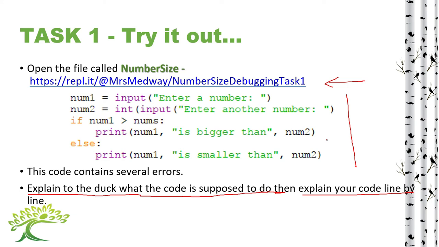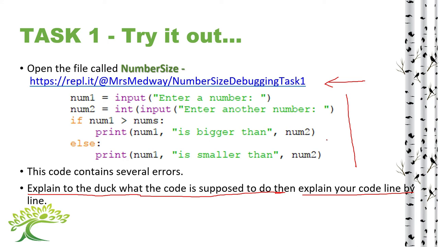It doesn't matter what it is. So just talk to the orange, talk to the duck, talk to the lampshade, whatever it is you want to talk to, and just say, okay, on line 1, it's asking me to enter a number. And then on line 2, it's asking me to enter another number. And it's turning that into an integer. And it's storing that in a variable called number2. And then on line 3, it's saying that if number 1 is bigger than num2, a variable called num2, then line 4 says it's going to print num1 is bigger than num2, and so on.